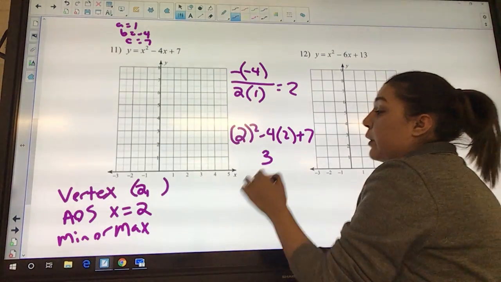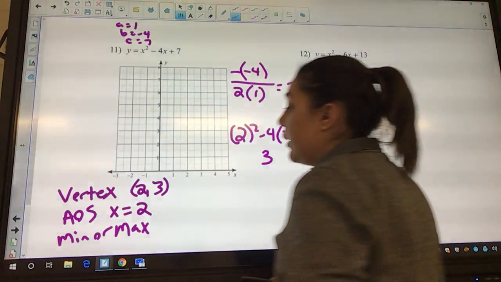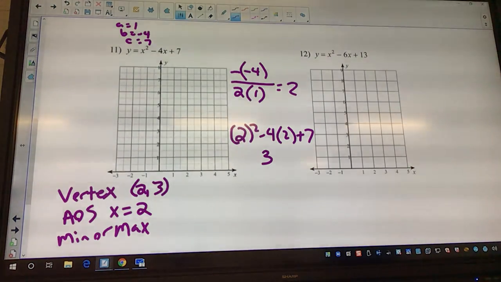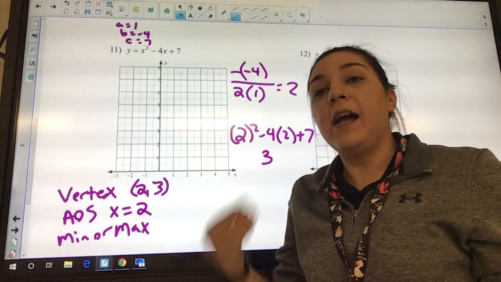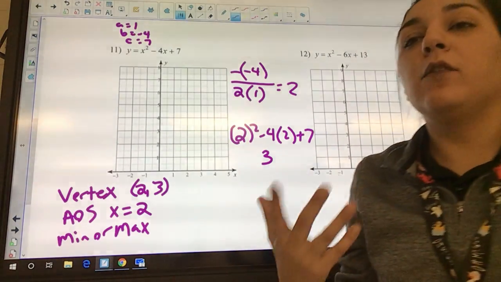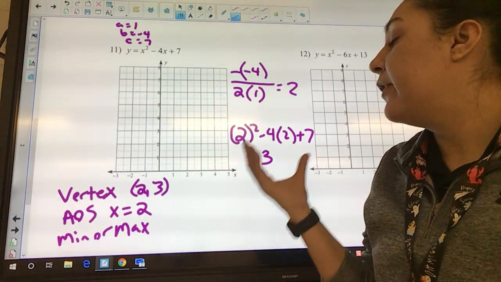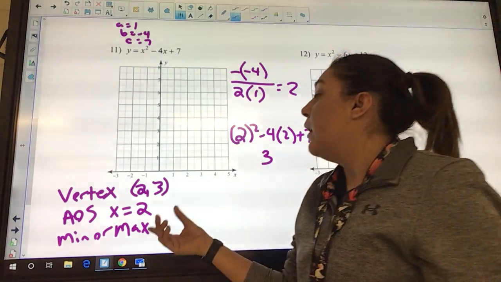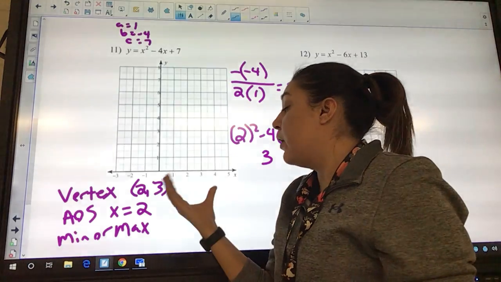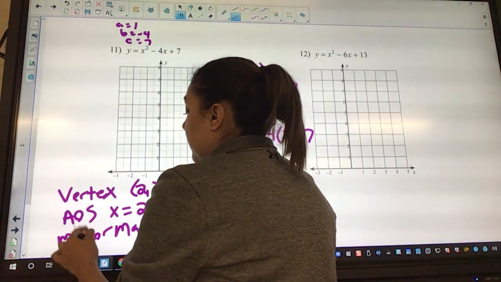Which is going to be 3. So we can fill that in, a 3. And we can look at this and say, well, does it have a min or a max? Is there a negative out front? A would have to be negative in order for it to have a maximum. So A has to be negative. So this one, my A is +1, and so it's going to have a minimum.